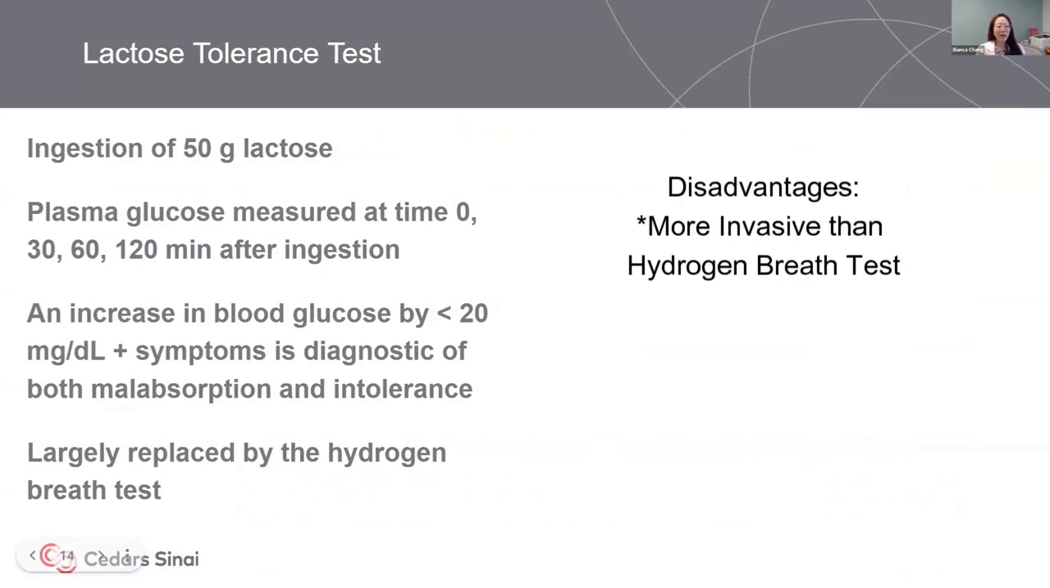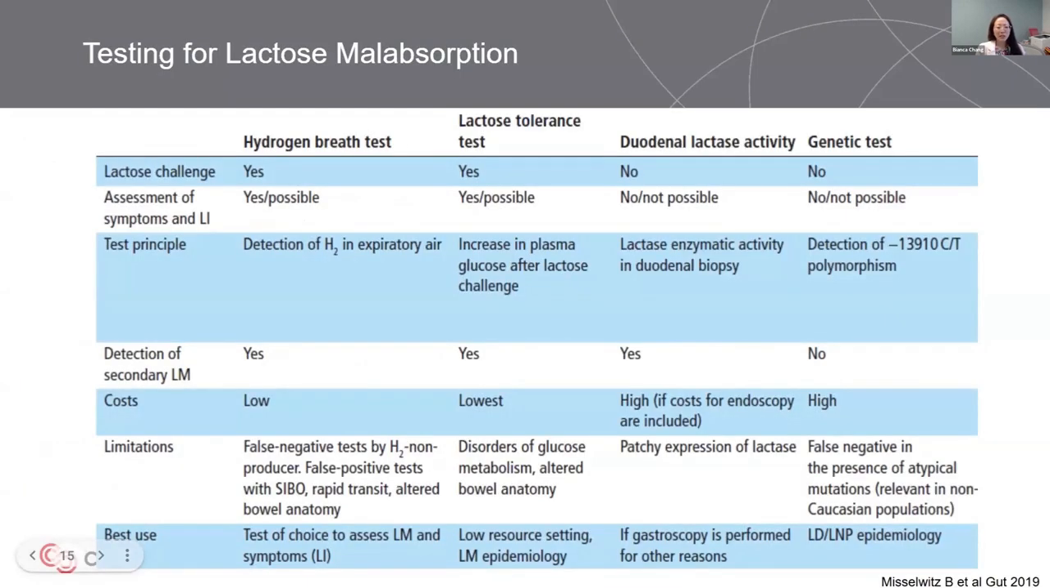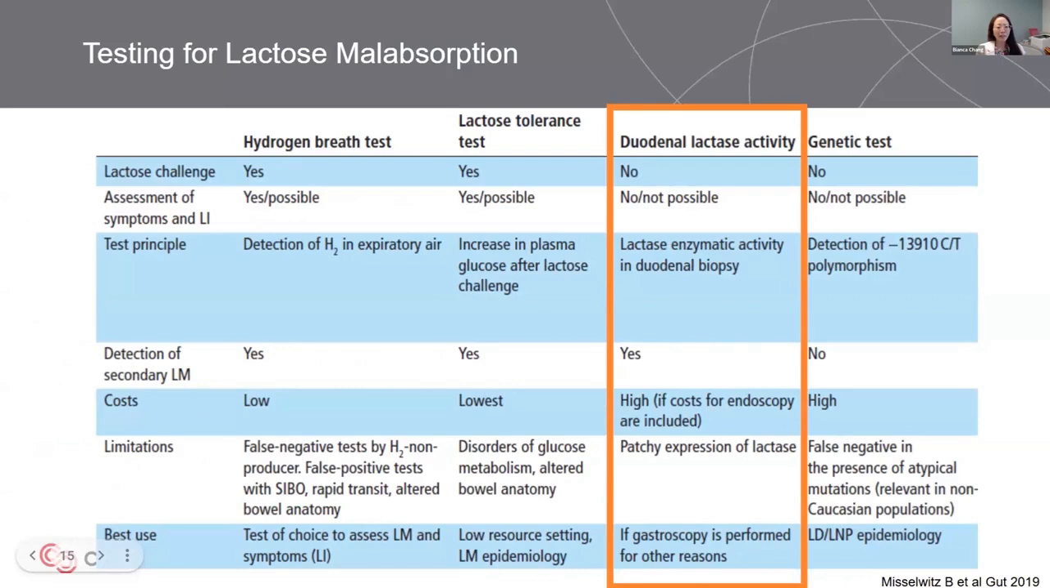Some disadvantages are that it is more invasive than the hydrogen breath test because we have to be drawing your blood, so you have to be poked, and that's not comfortable for most people. Again, largely replaced by the hydrogen breath test. Next, we'll talk about the duodenal lactase activity. So duodenum is that first part of the small intestine.